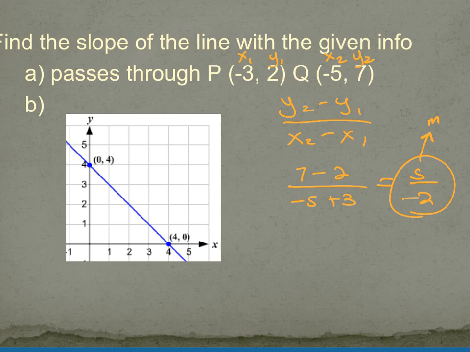If you're feeling like this is a ridiculous thing to review, every year somebody gets the equation wrong on slope. They put the x's over the y's. Don't do that. Okay? Rise over run, y's over x's.